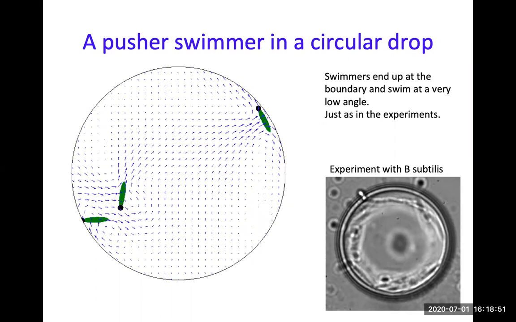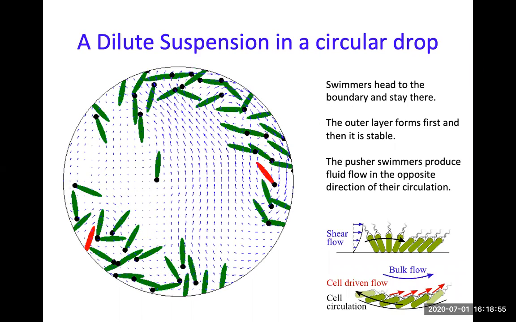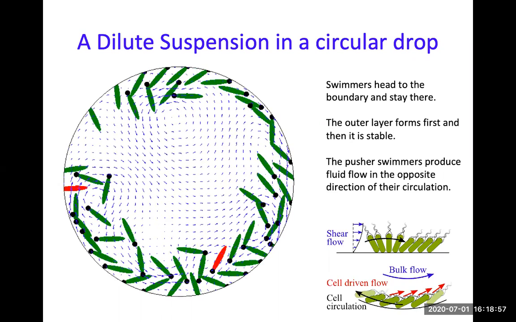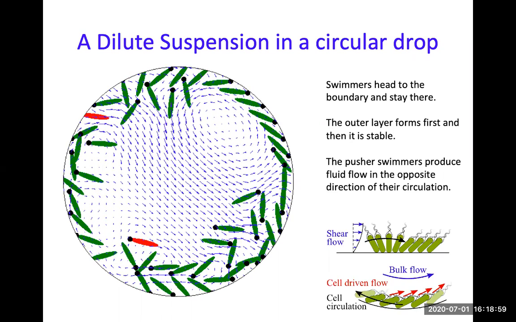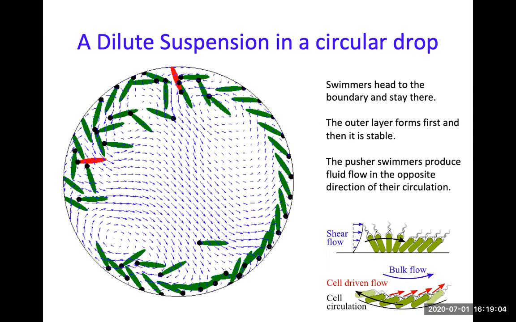So what happens if you have a few more swimmers? These ones are a few more, so it's still a very dilute suspension. It's elongated swimmers. Eventually they do reach the boundary, but there they have to fight with the other swimmers.